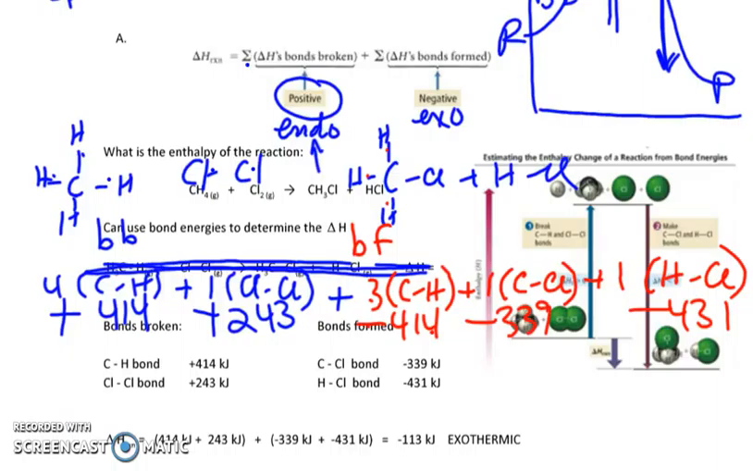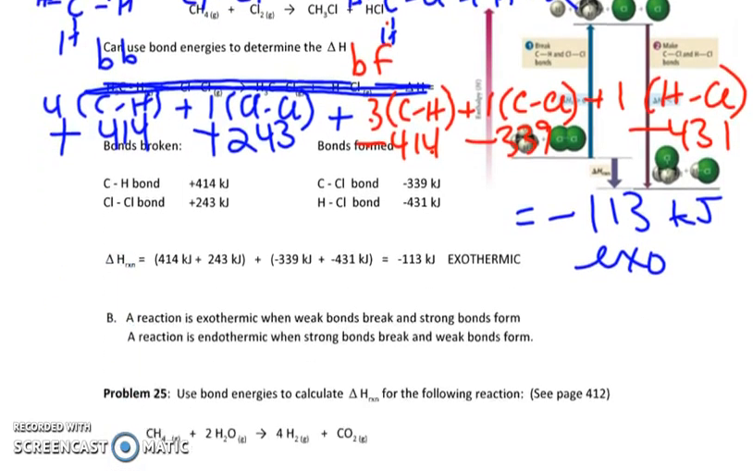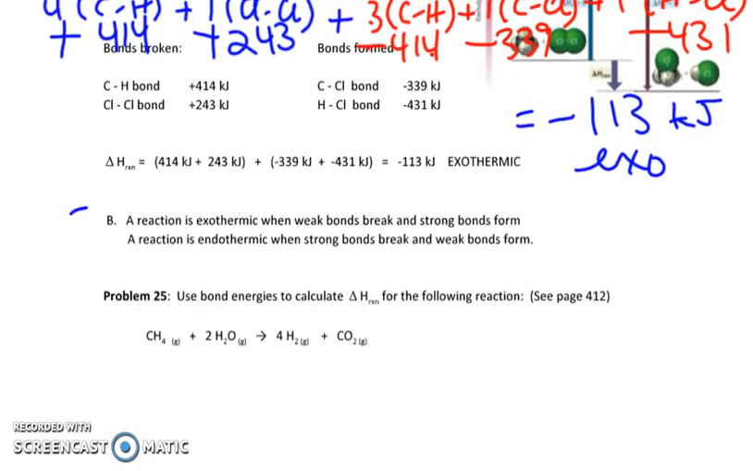All right, what did you end up getting? Did you get a total value equal to negative 113 kilojoules? What does that tell you? The overall result is exothermic. Okay, let's try letter B right here. A reaction is exothermic when weak bonds break and stronger bonds snap together, so more energy is released than the little bit of energy it takes to break them. The opposite is true if you have really strong bonds: it's going to take a lot more energy to break them, and you're going to have a small release when snapping back together, which is endothermic.